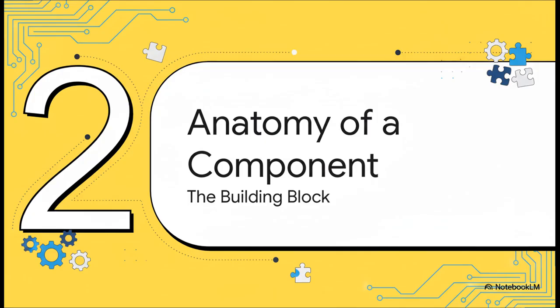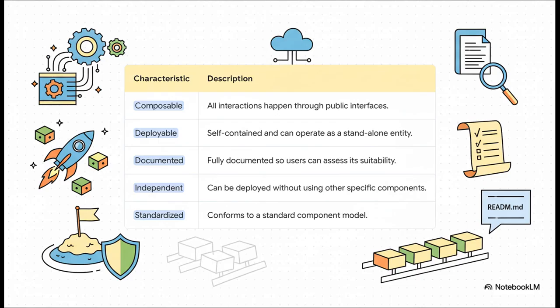All right, let's zoom in on that fundamental building block. What is a software component, really? What makes it any different from just any old chunk of code you might write? This table really breaks it down for us. There are 5 key things that make a piece of software a true component. First, it's composable. This just means you only talk to it through its official, public front door, its interface. No sneaking around the back.